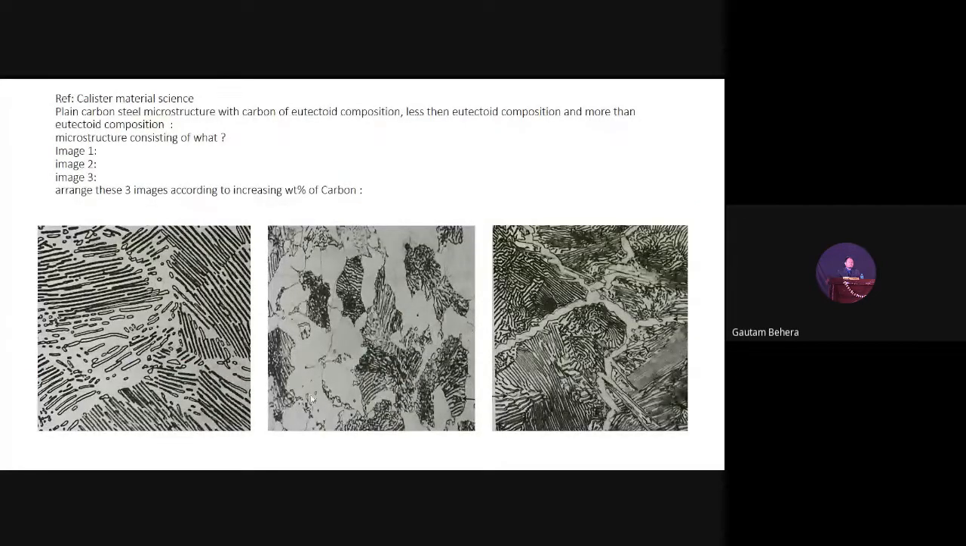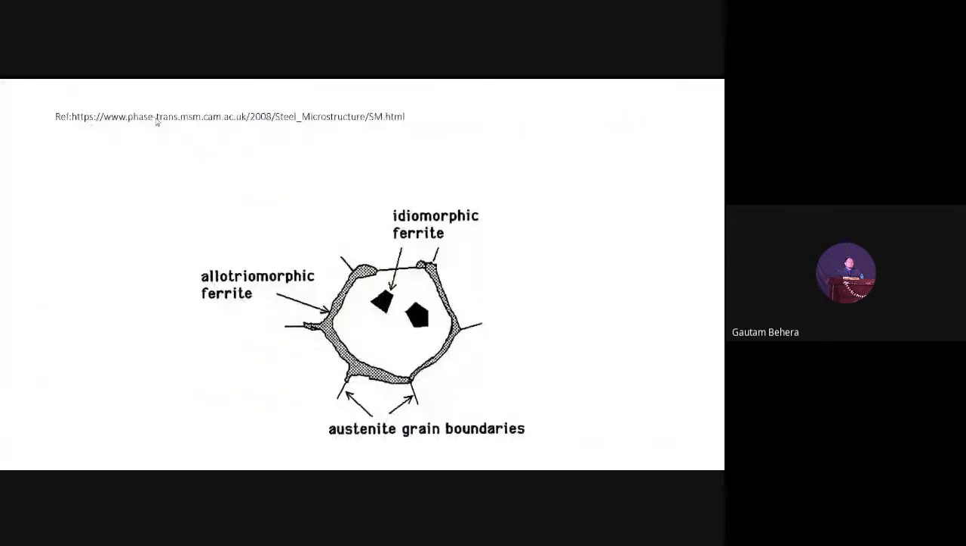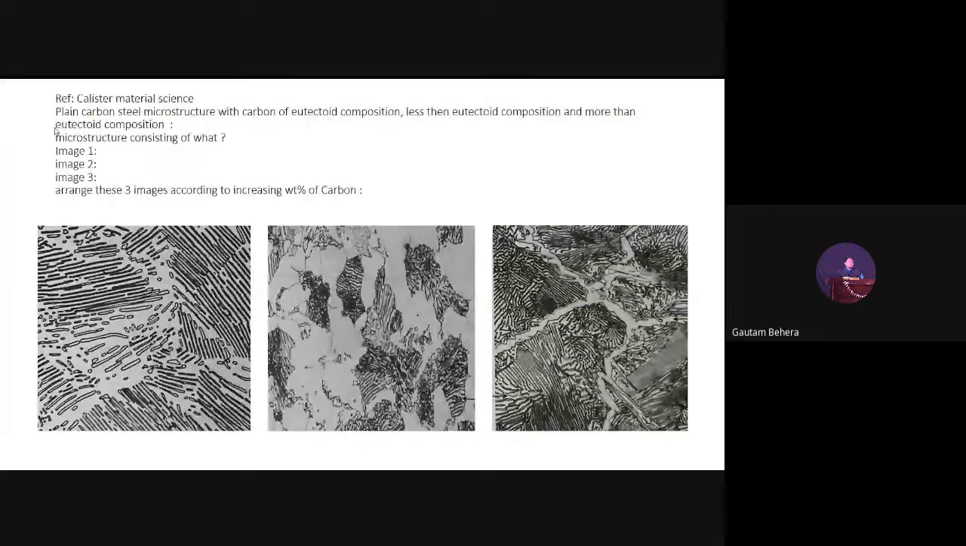Okay, now this is the question. Look at this one. Plain carbon steel microstructures with carbon of eutectoid composition, less than eutectoid composition, and more than eutectoid composition. So now my question is, can you people arrange them according to their composition? Which microstructure is of eutectoid composition, which one is of less than eutectoid composition, and which one is of more than eutectoid composition?